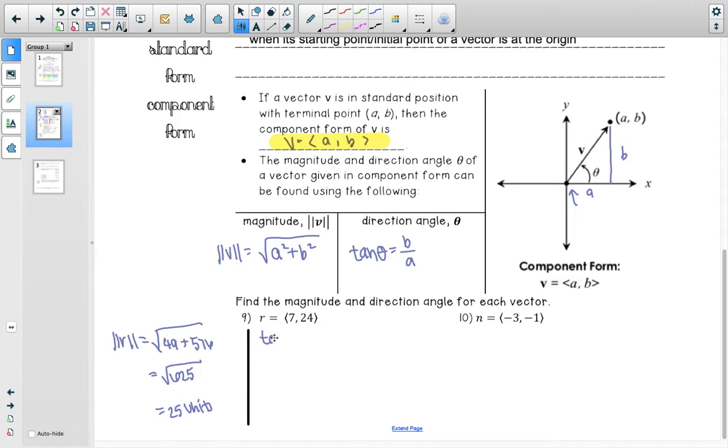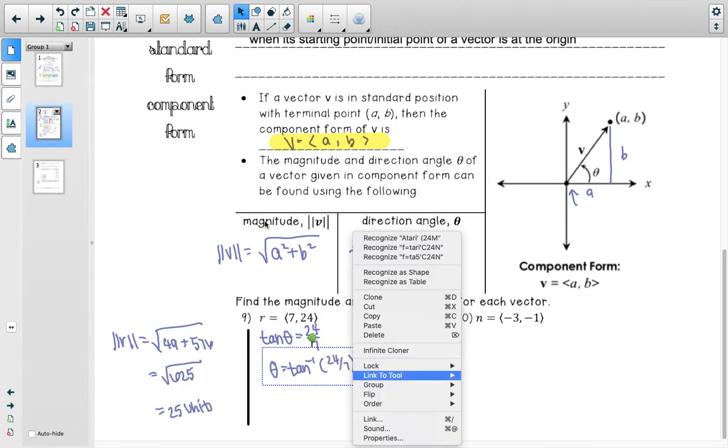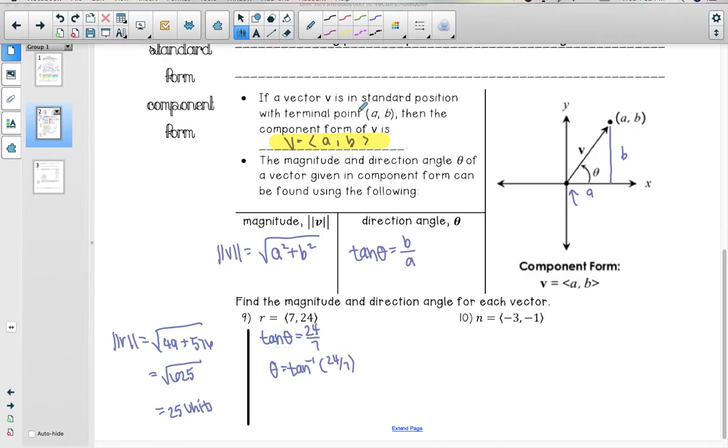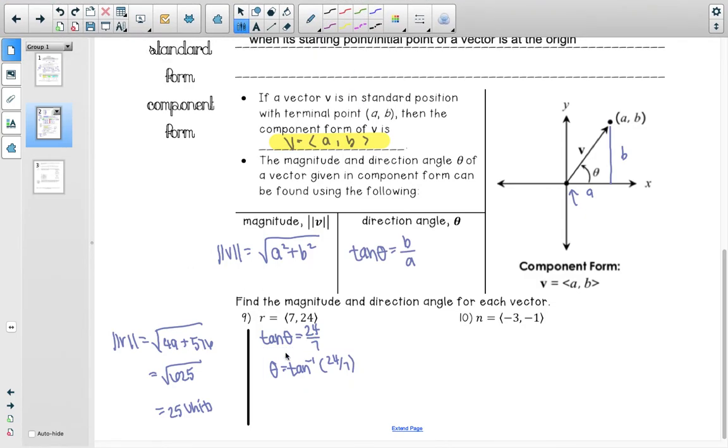Then we want to find the directional angle. So we do tangent of theta. We're trying to find theta. And we're going to do b over a, which is the same thing as y over x. And you have 24 over 7. Okay, this is where we do that inverse tangent. So we do inverse tangent of 24 over 7. Your calculator needs to be in degree mode. And I'm going to go to 4 decimal places, so 74.7398 degrees.